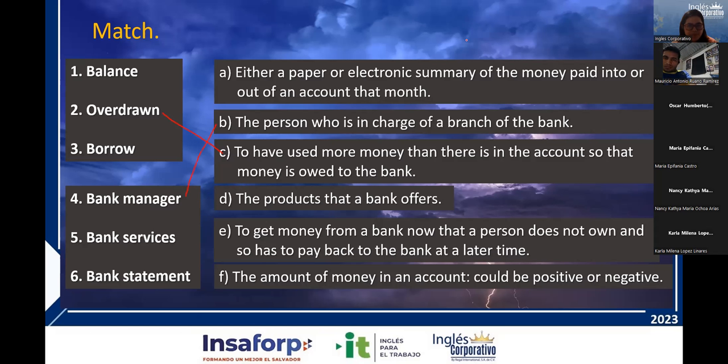And letter A is balance, number one. Balance is number? It's letter A. Balance: either a paper or electronic summary of the money paid into or out of an account that month.